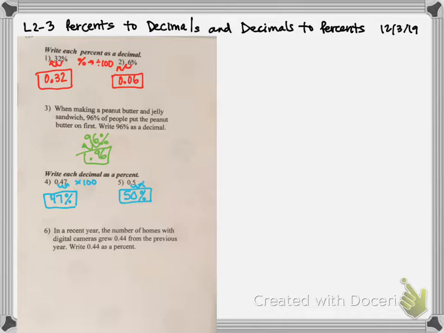And then we have one more problem here, and it says, in a recent year, the number of homes with digital cameras grew 44 hundredths from the previous year. Write 44 hundredths as a percent. So again, we're going to multiply by 100, so we're going to move the decimal point to the right twice, and that gives us 44%. That's it, my friends. That's as hard as this gets.